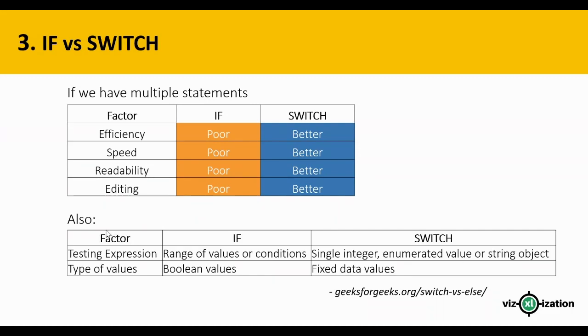Something else here to be aware of, okay? Testing expression. For the if function, it's based on range of values or conditions. And for the switch function, it's based on single integer, enumerated value, or string object, okay? For types of values, for the if function, it's based on Boolean values, and for the switch function, it's based on fixed data values. So now what are Boolean values? Boolean values are values that can be true or false.